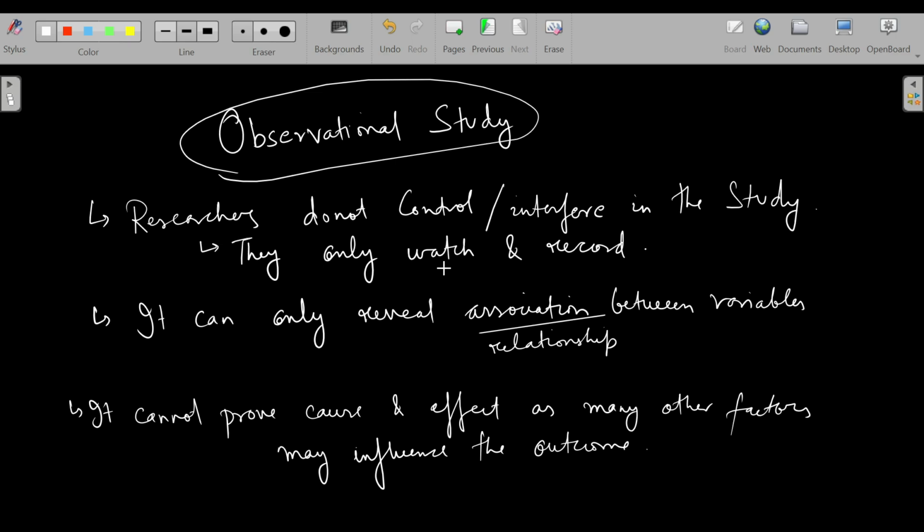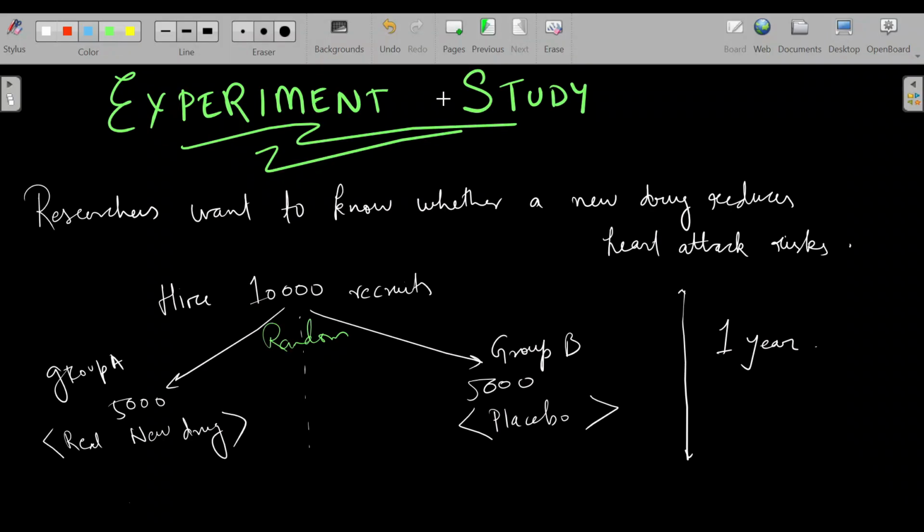So in summary, in the observational study, researchers do not control or interfere in the study. They only watch and record, and this observational study can only reveal association or relationship between variables. This is very important. It can only reveal association or relationship between variables, and it cannot prove cause and effect, as many other factors may influence the outcome, which we saw in this example. Next, we will look into the experimental study.